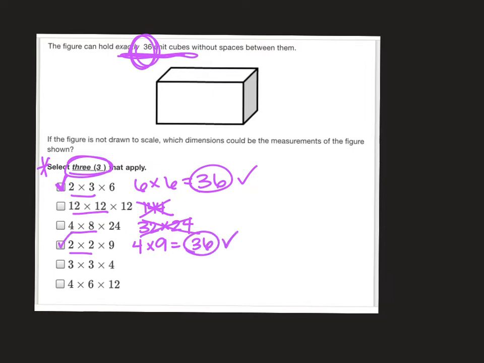But remember, we're finding 3. So our next one, 3 times 3 is 9. 9 times 4 is 36. So we would assume that's our third answer. And the last one does not work, and we can look at that just to make sure. 4 times 6 is going to be 24. If I try to do 24 times 12, that's definitely bigger than we need. So those are our three answers right there.